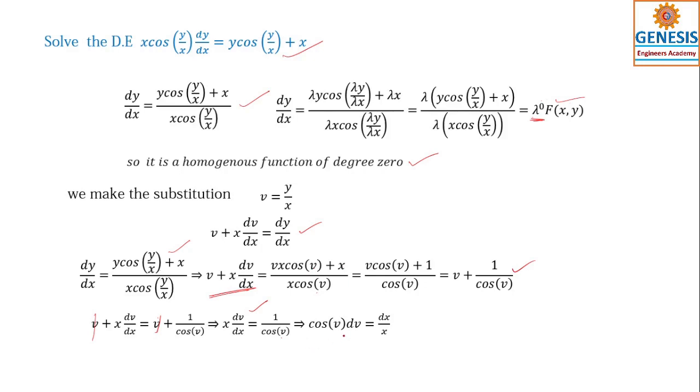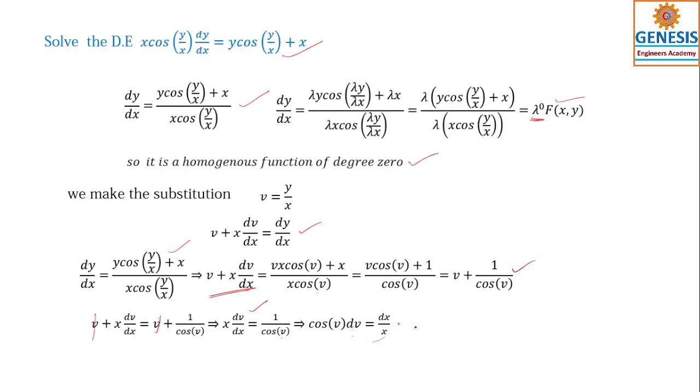So I have brought the v terms to the left side and the x terms to the right side. If you perform integration, you are going to have cos v, and this is log x plus c. After that, you replace v again, that is y by x. So in this way you get the solution for that homogeneous function.